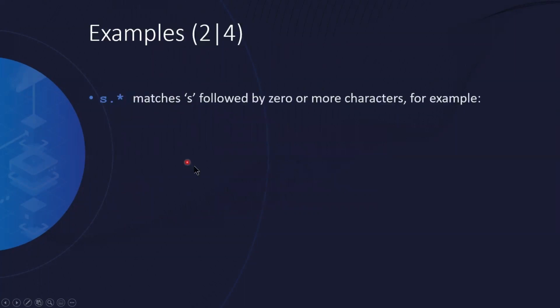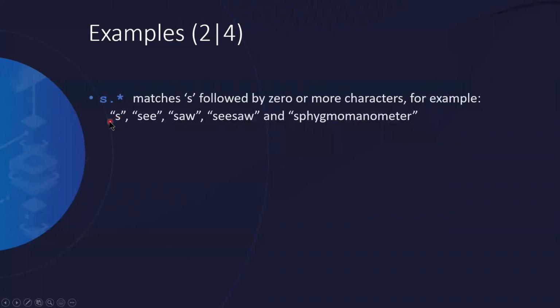So examples: S dot asterisk matches the letter S followed by 0 or more characters. So for example, it would match S, the letter S. If that was any string containing S, it would match. It would match the word see, saw, seesaw, and sphygmomanometer.